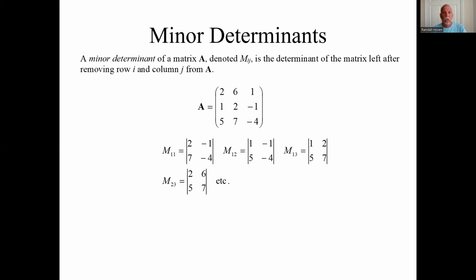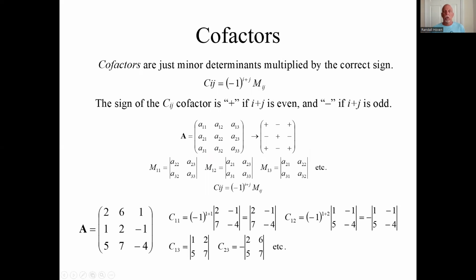0, I guess. The 1, 2 term: get rid of the first row and the second column. The remaining matrix should be 1 minus 1, 5 minus 4. Right. So minus 4, 5, determinant. The 2, 3 term: row 2, column 3. That would be 2, 6, 5, 7. So those are minor determinants.